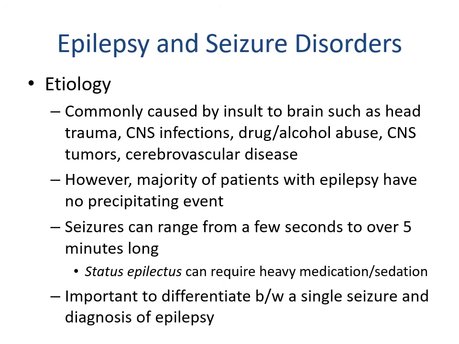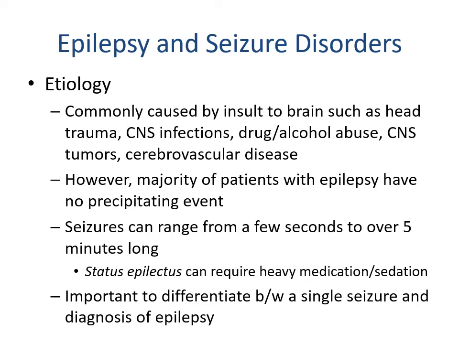So etiology: epilepsy is commonly caused by an insult to the brain, such as head trauma, central nervous system infections, drug and alcohol abuse, tumors, and cerebrovascular disease. However, the majority of patients with epilepsy have no precipitating event. So as we see, you can just have a one-off, single-time seizure, from excessive alcohol intake, alongside a stroke, or from a head trauma, but that would be the only one you have. That doesn't mean you have epilepsy, right? With epilepsy, there's usually no precipitating events, and then we have these recurrent seizures.